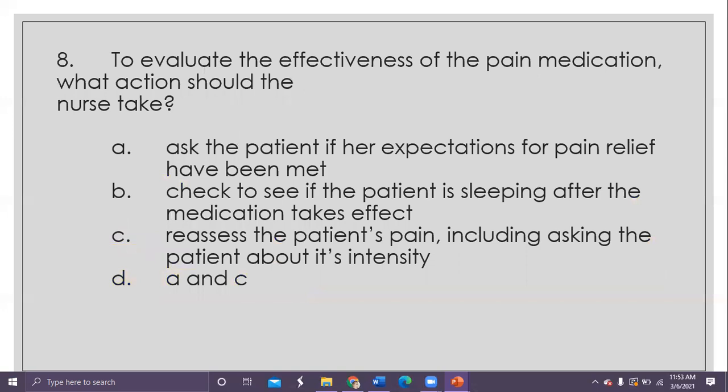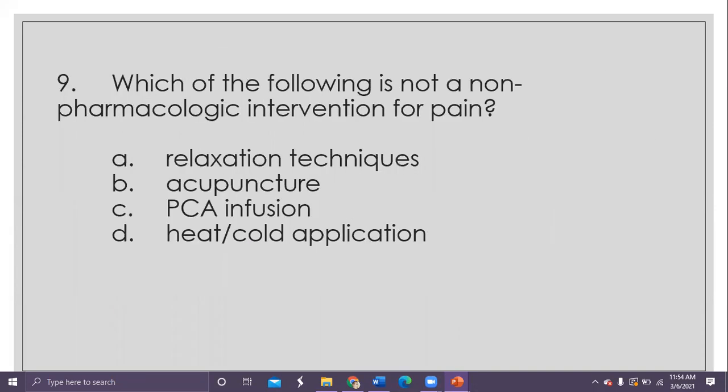To evaluate the effectiveness of the pain medication, what action should the nurse take? Ask the patient if the expectations for pain relief were met. Check to see if the patient is sleeping after the medication takes effect. Reassess the patient's pain, including asking about its intensity. Or D, A and C. Actually, A and C. I think it's A and C. Did we meet your goal? Do you feel better? Are your expectations met for pain relief? And then reassess with the full OPQRST evaluation.